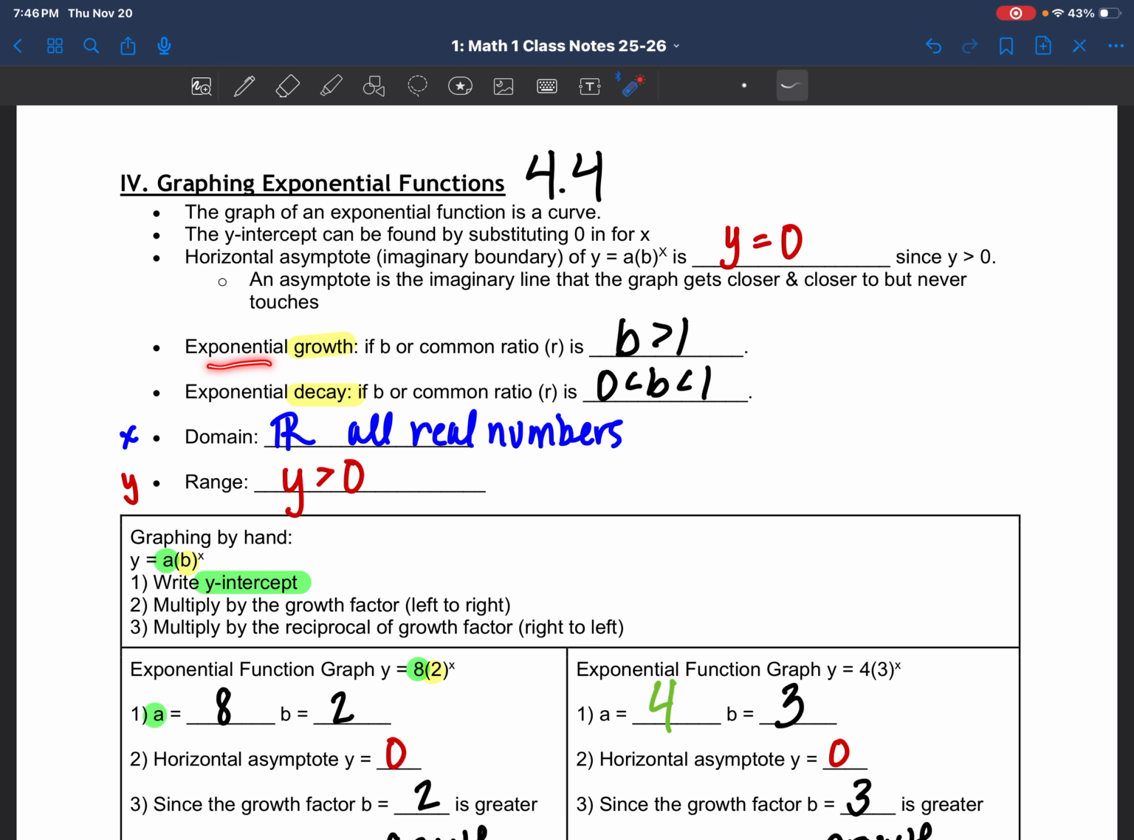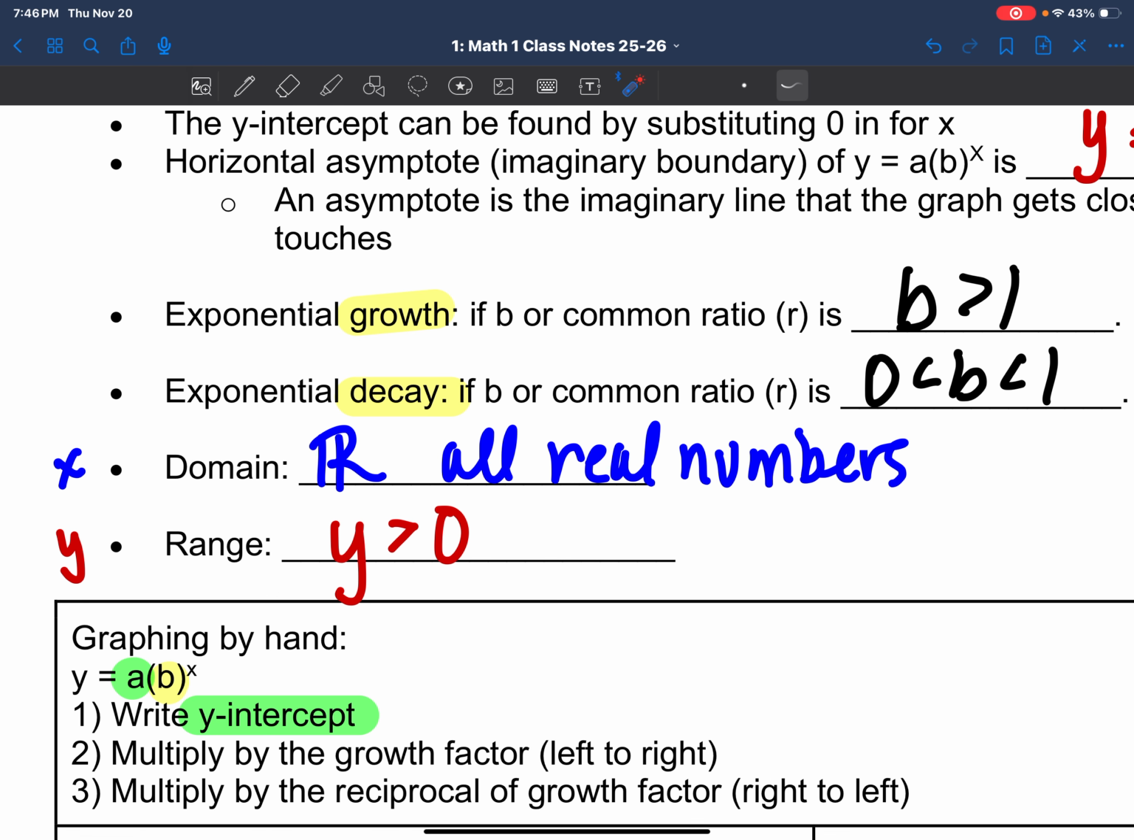So you have exponential growth if b, or the common ratio, is greater than 1, and exponential decay if b, or the common ratio, is between 0 and 1. Now your domain for exponential functions is going to be all real numbers, and the symbol for that looks like an R with 2 of the lines there. And then the range is y is greater than 0.